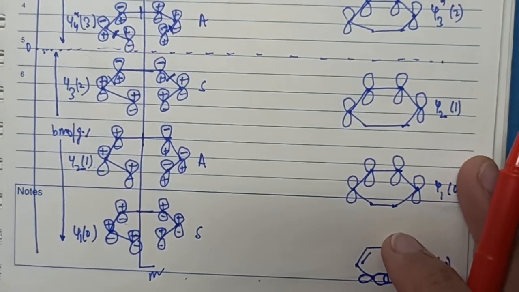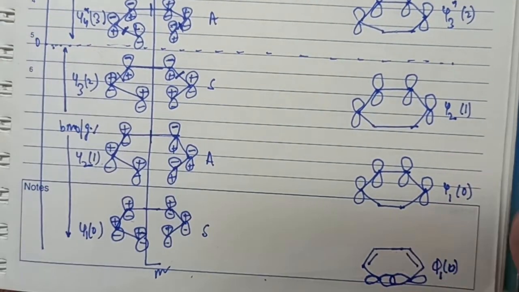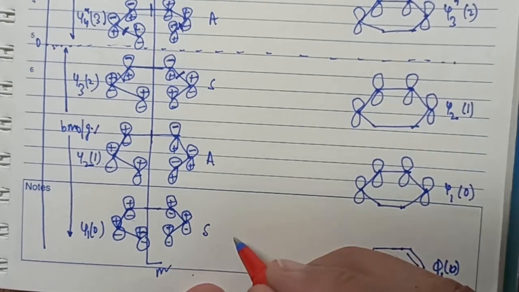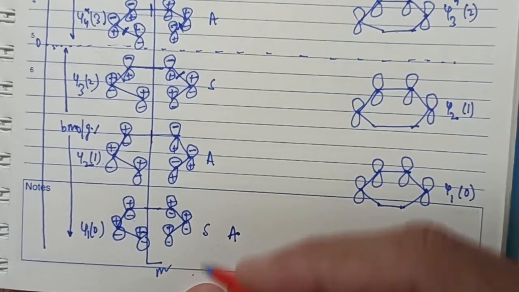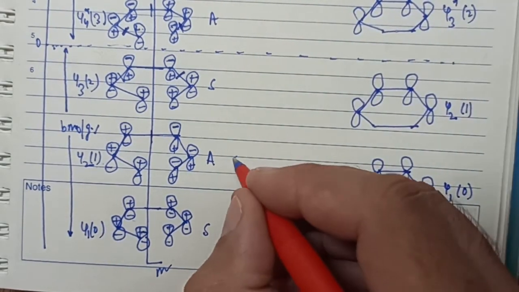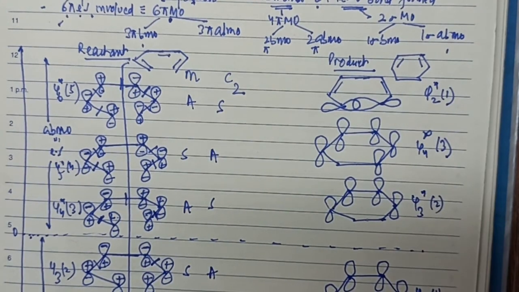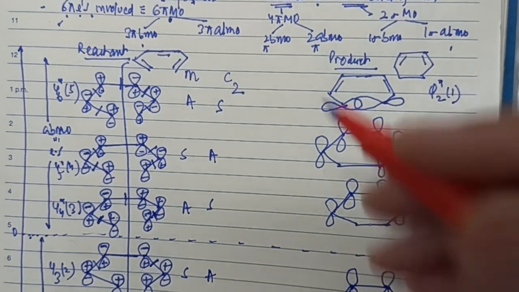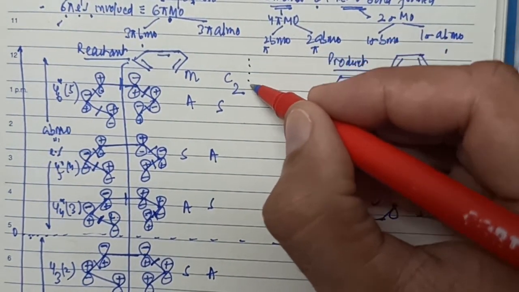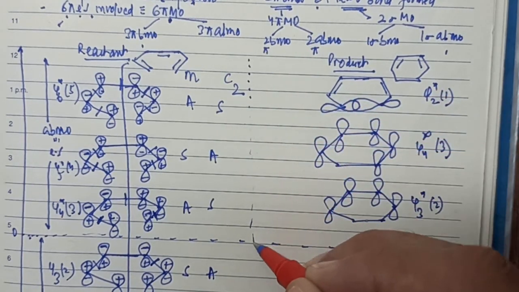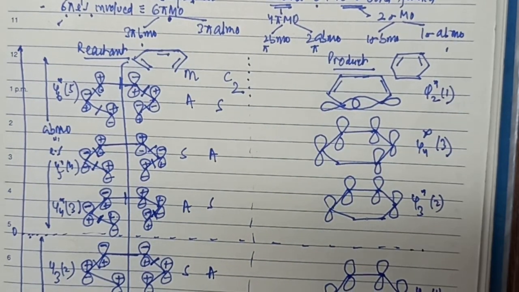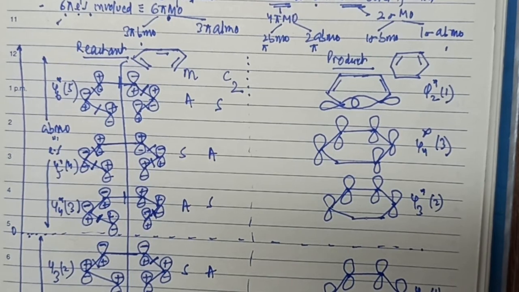And for C2, you check the diagonal relationship. Plus is encountering minus, that means it is anti-symmetric. And again, there is an alternating symmetry. This is anti-symmetric, this should be symmetric, anti-symmetric, symmetric, anti-symmetric, and symmetric. So we have drawn the molecular orbitals corresponding to the reactant. Now we will draw the molecular orbitals corresponding to the product.